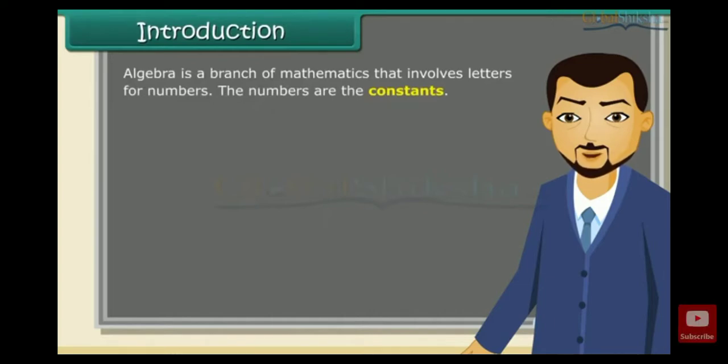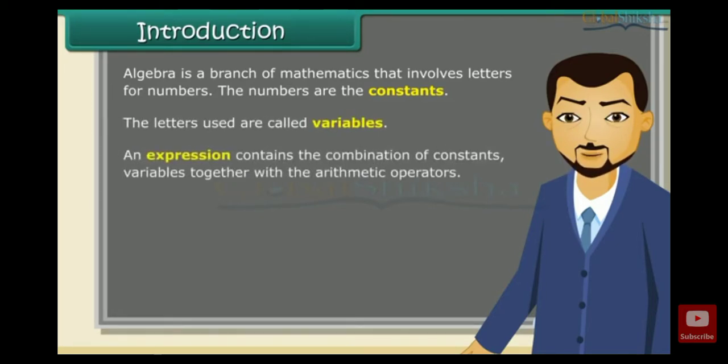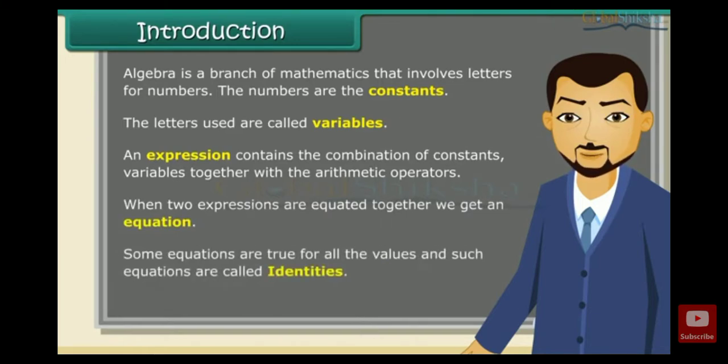Algebra is a branch of mathematics that involves letters or numbers. The numbers are the constants. The letters used are called variables. An expression contains the combination of constants, variables together with the arithmetic operators. When two expressions are equated together, we get an equation. Some equations are true for all the values, and such equations are called identities.